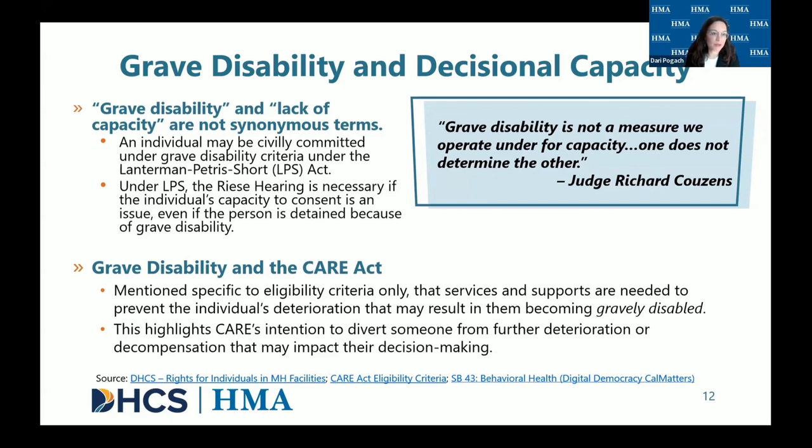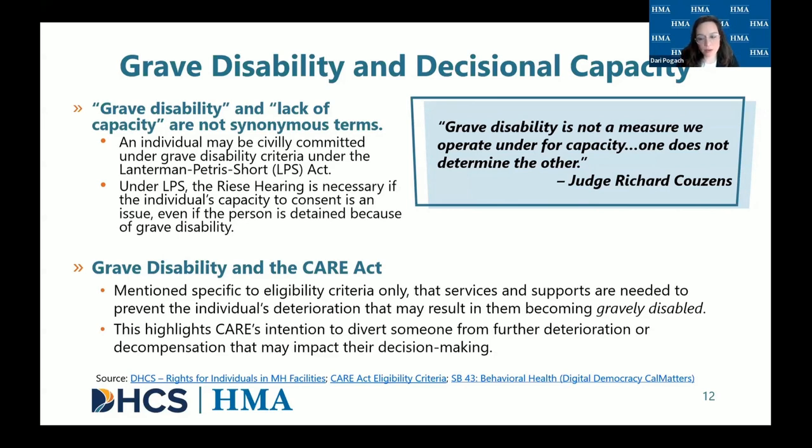So CARE can be a preventive measure for a person meeting criteria for gravely disabled and then perhaps becoming a candidate for LPS. And the statute also goes into CARE as an alternative or a preventive measure to the more severe limitation of a person's self-determination and autonomy through the LPS proceedings. And again, this is just highlighting that the intention of CARE is to divert someone from, or to support them so that they don't further deteriorate or decompensate in a way that may impact their decision making and lead to more restrictive measures like LPS.